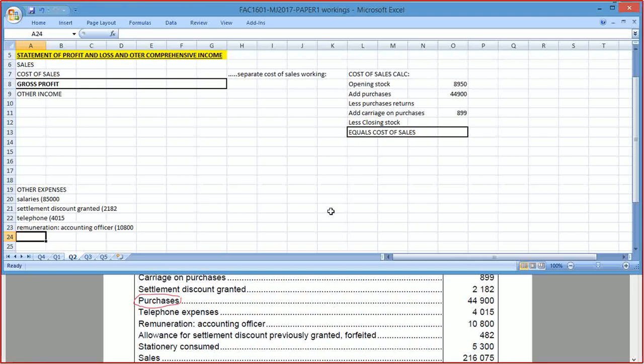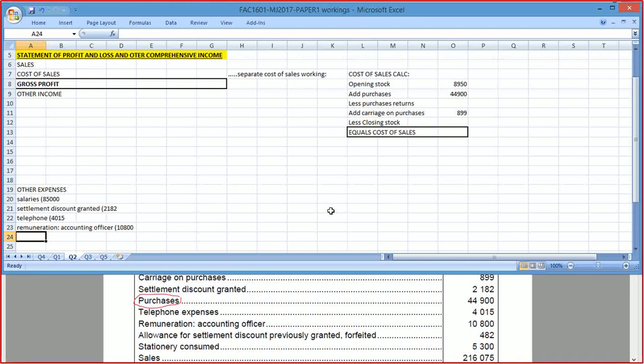You allowed for a settlement discount previously granted. Okay, but it's forfeited. So what does that mean? You reversed it out, right? Yeah. Okay, so an allowance for a settlement discount granted. What would the allowance have as a balance, a debit or a credit? It will have a credit. Good, it'll be a negative asset, correct? Okay, so the discount allowed would have been debited. It's very similar to allowance for credit losses.